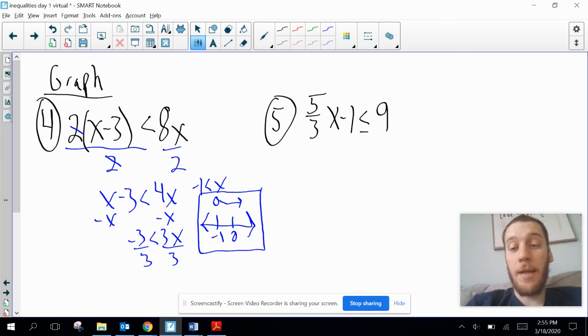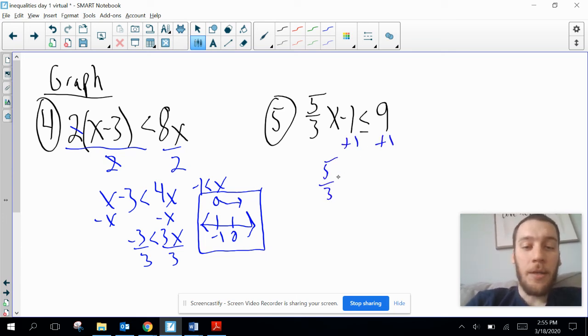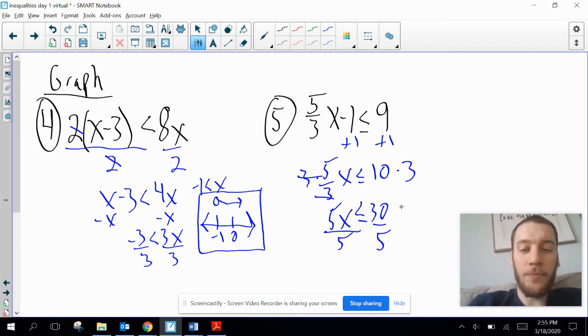Last one. So trying to get x by itself, we got to add 1 on both sides. Then we got a fraction. If you want to get rid of a fraction, we've got to just multiply by the denominator. So I'm going to multiply both sides by 3. And we've got 5x less than or equal to 30. Finally, divide both sides by 5. And we get x is less than or equal to 6.